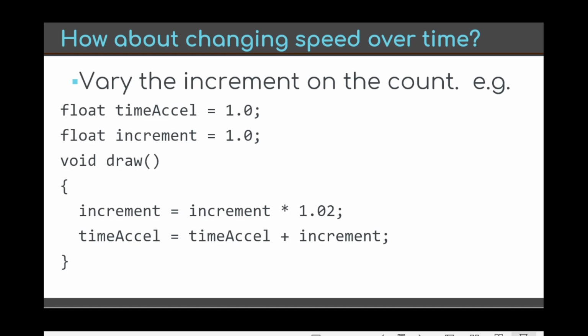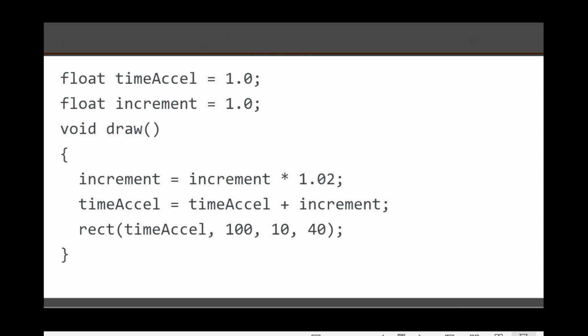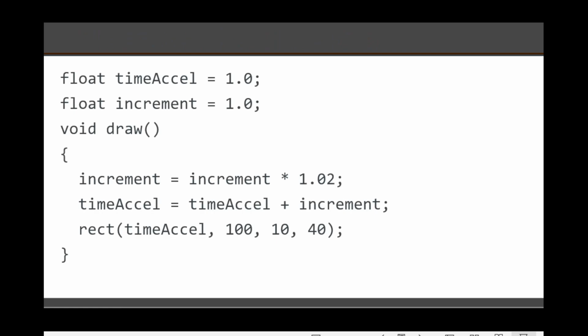And then you use the acceleration to update your position values. Right, so here's one. Let's see. You can copy and paste this in and you'll see that the rectangle just goes faster to the left over time. Let's see if I actually have a sketch for this.